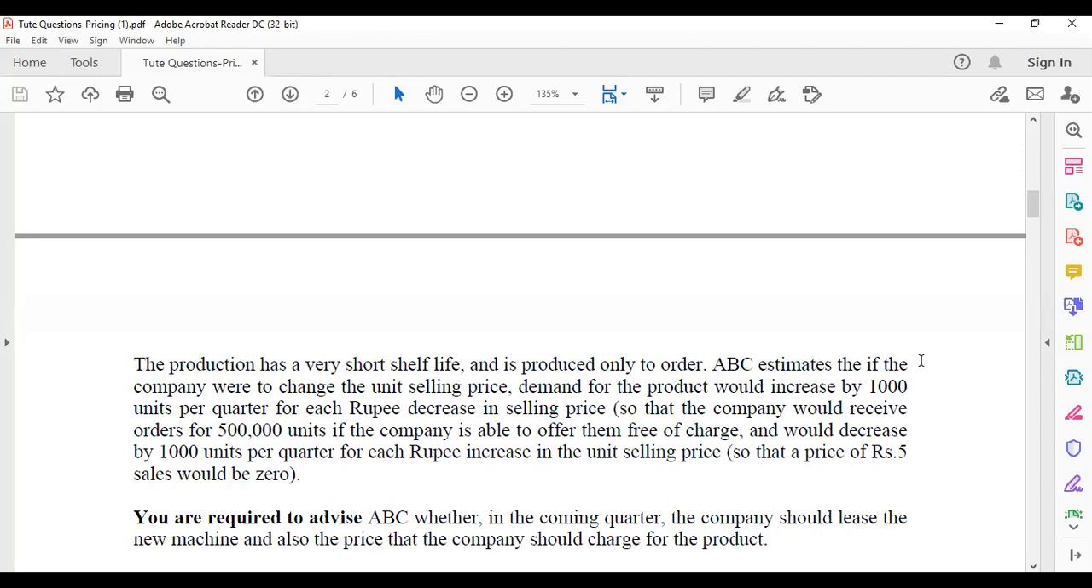ABC estimate that if the company were to charge the unit selling price, demand for the product will increase by, here make one correction, it must be 100,000.